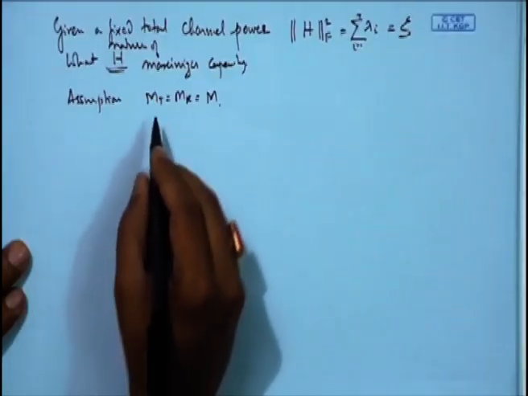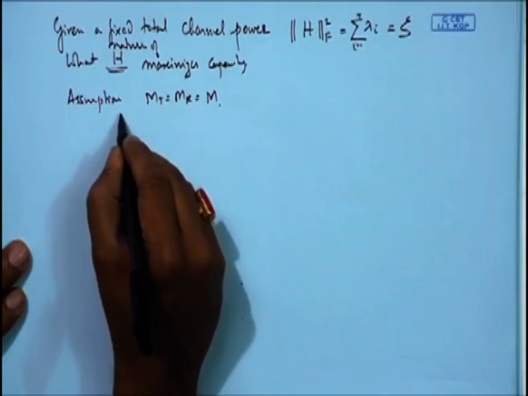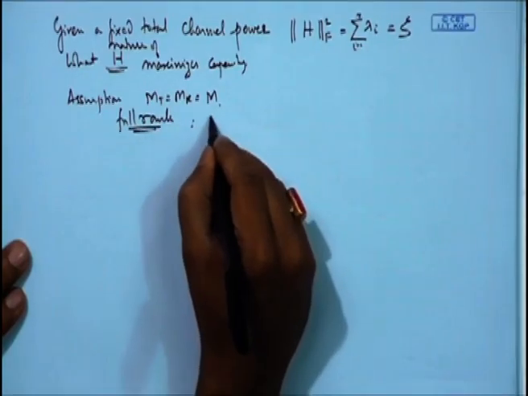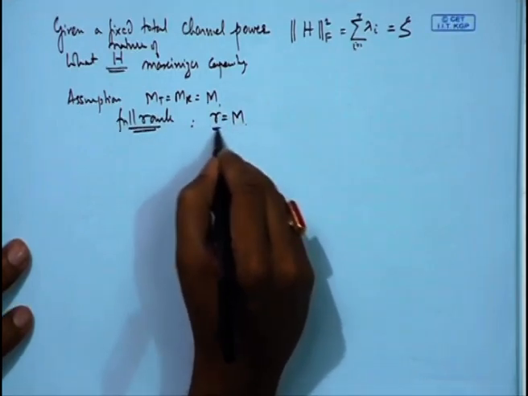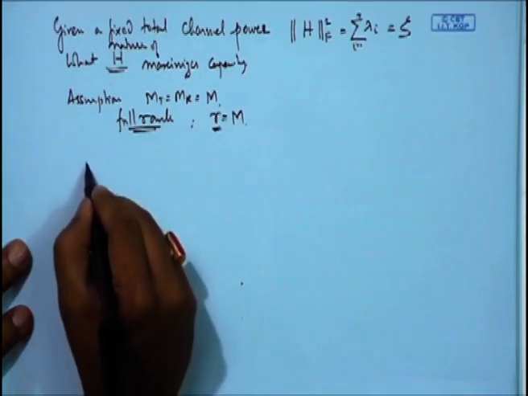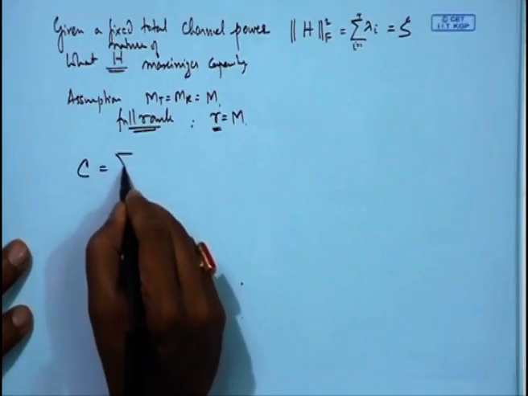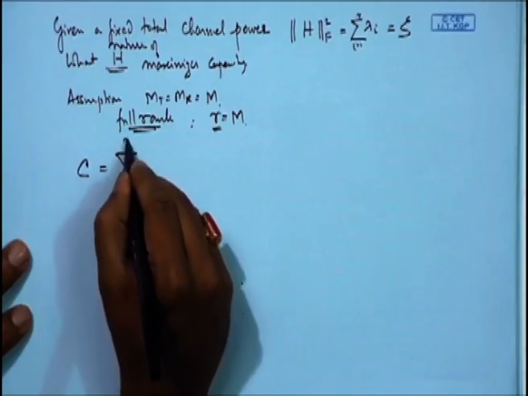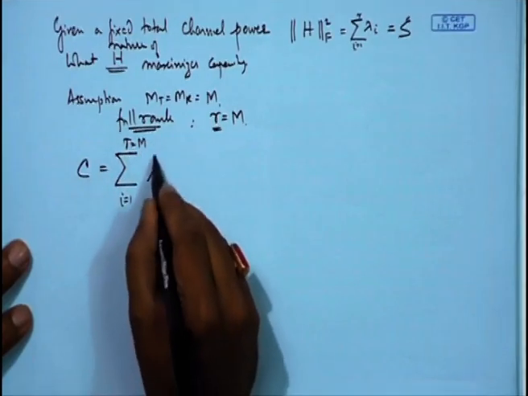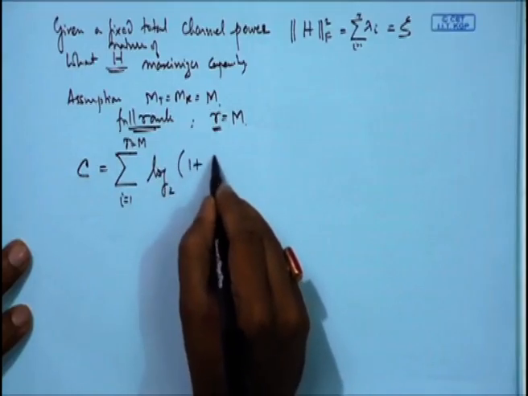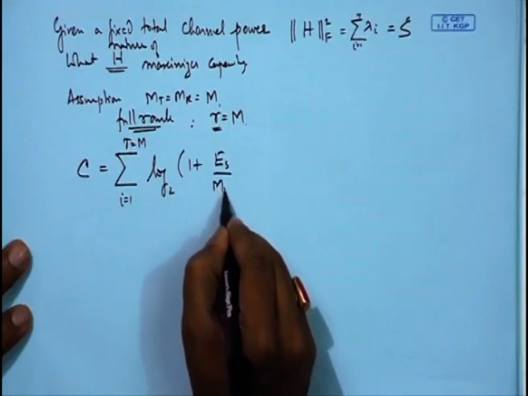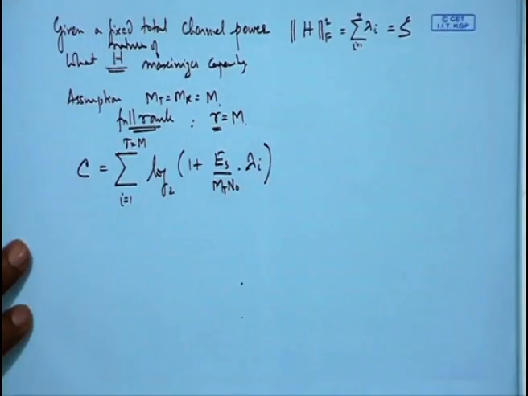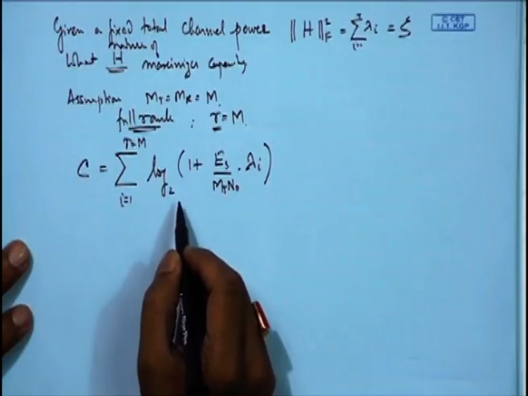So with this, we'll also assume it is full rank. This also helps us in looking through the expressions. Therefore R is equal to M. So we use the expression we arrived at in the previous discussion, that capacity equals the sum over i equals 1 to R, which is equal to M times log base 2 of 1 plus Es upon MT N naught times lambda i, right, and this is the expression we have.